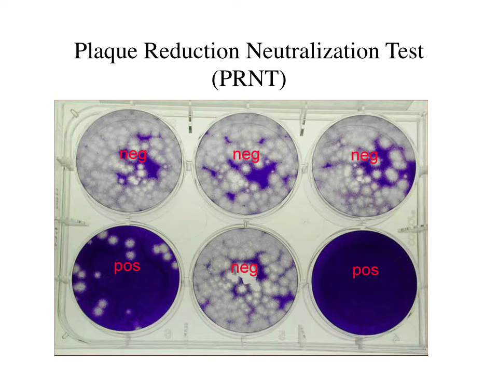In this slide, you can see an example of a plaque reduction neutralization test, or PRNT. This is very commonly done. Plaque reduction neutralization tests are extremely sensitive and specific. So in this particular example, you're looking for antibodies to koi herpes virus, or KHV. KHV is a highly contagious virus that causes significant morbidity and mortality in koi fish. This is significant because some types of koi fish are quite expensive.